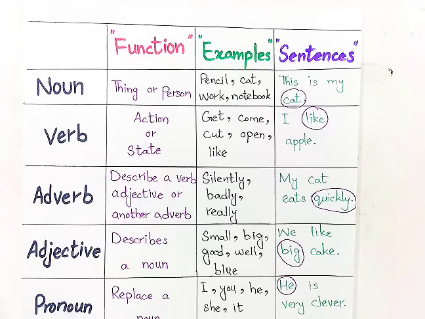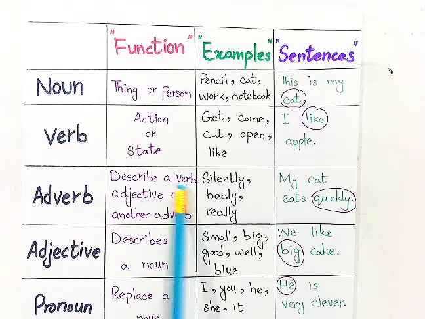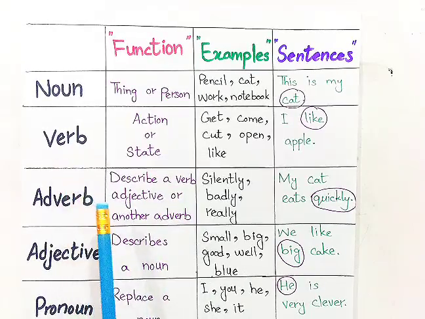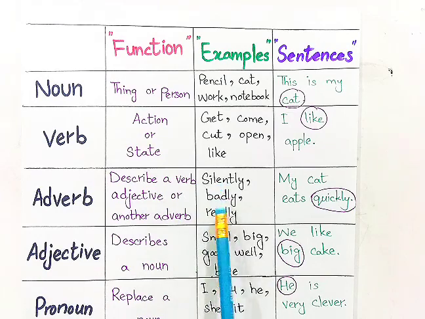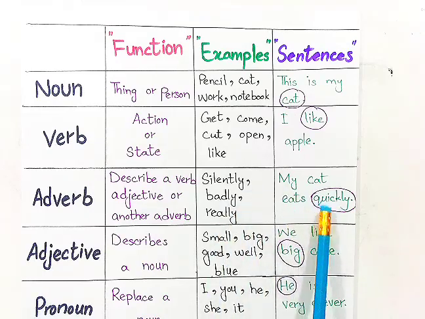Next we have adverb. Adverb describes a verb, adjective or another adverb. Examples of adverb are silently, badly, really. Now example we have: my cat eats quickly. Quickly is an example of adverb. Quickly is basically an adverb.